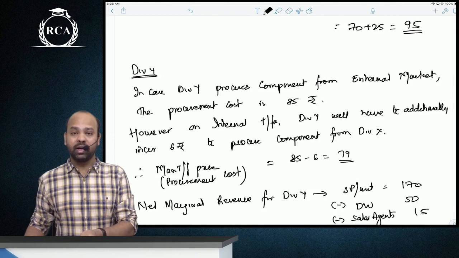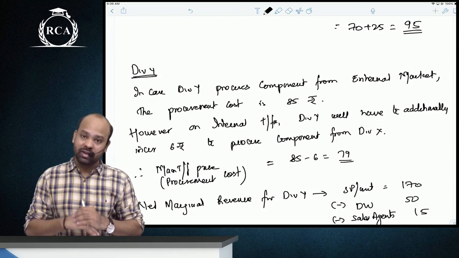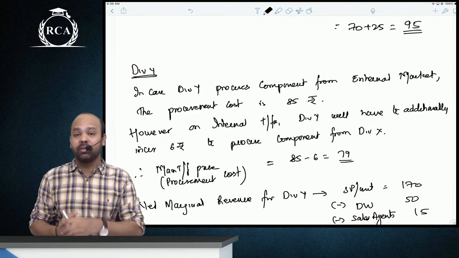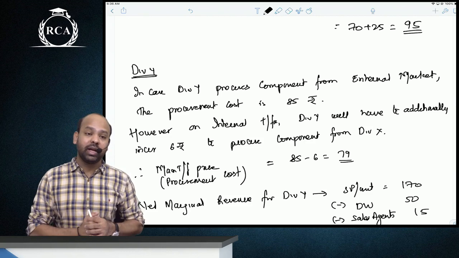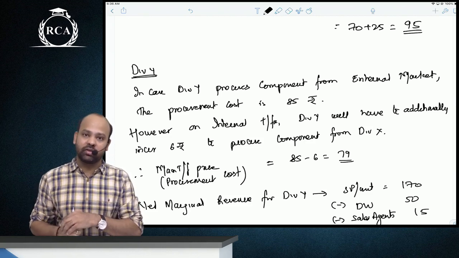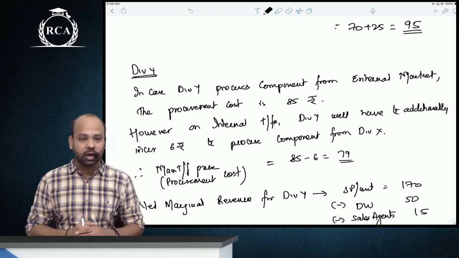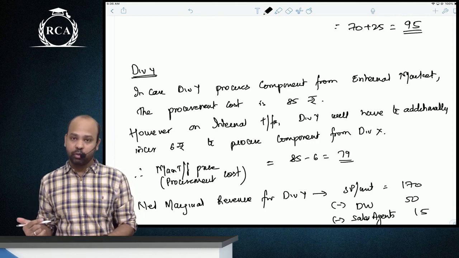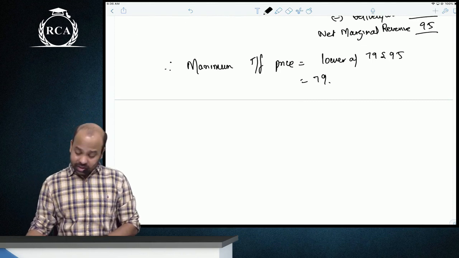Do not forget, division Y has to incur 10 rupees per unit on external sales. Division Y has to incur 8 rupees per unit on internal transfers. Let us not forget that point. So this is their maximum transfer price, at 79 rupees.